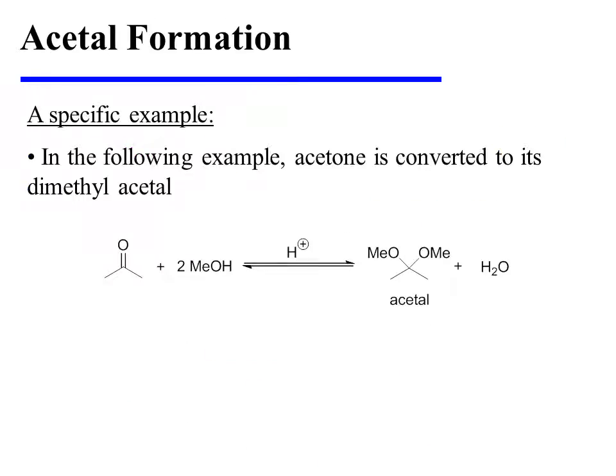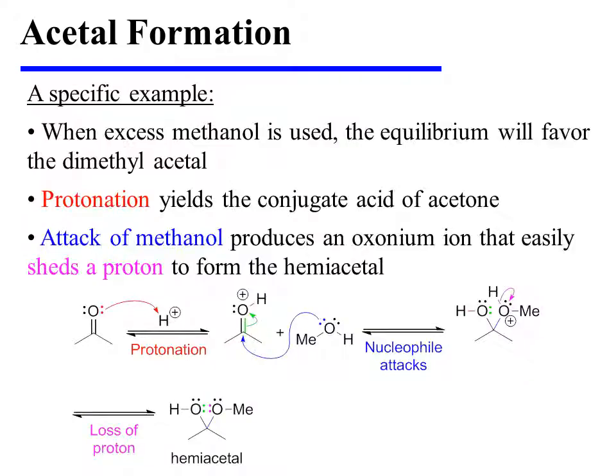Let's turn our attention to a specific example in which acetone is converted to its dimethyl acetal by treatment with at least two equivalents of methanol. If excess methanol is used, the equilibrium will favor the dimethyl acetal, and that acetal's formation begins with the protonation of acetone's carbonyl oxygen.